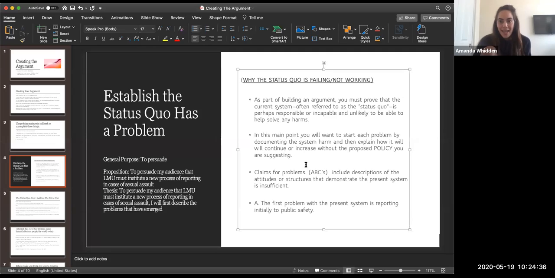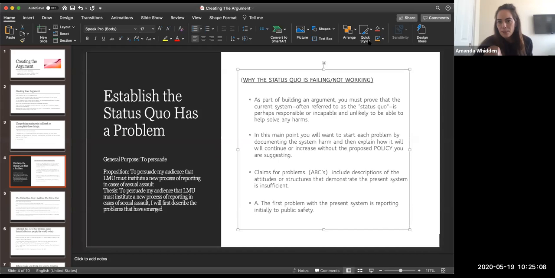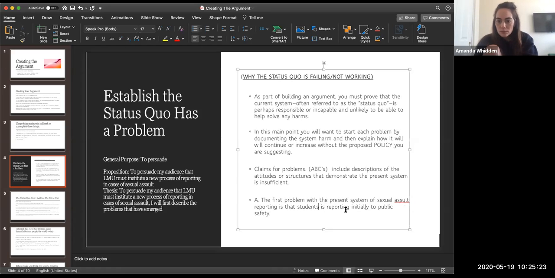All right. Down here at the bottom, it says the first problem with the present system is reporting initially to public safety. So let us look at the next thing. Even if I make that claim, let's see, who's on here? Hey, Victor, are you there? Okay, if I make the claim, right, if I'm saying the first problem with the present system of sexual assault reporting is that students must report initially to public safety.